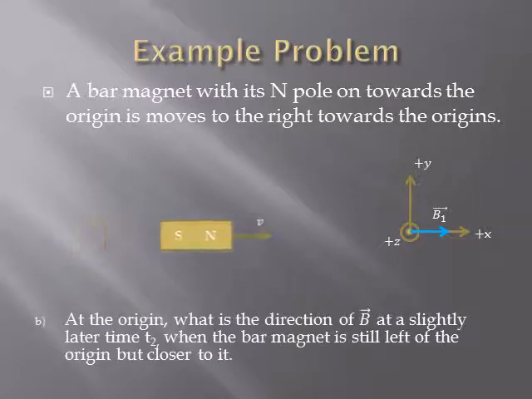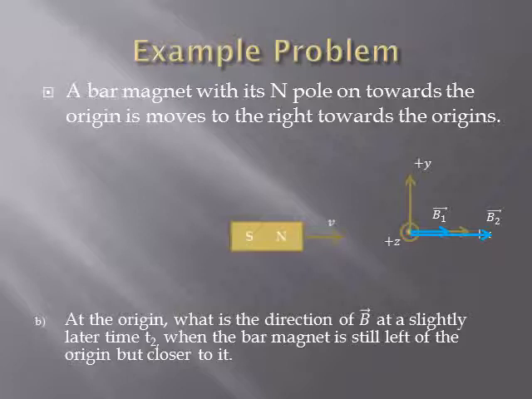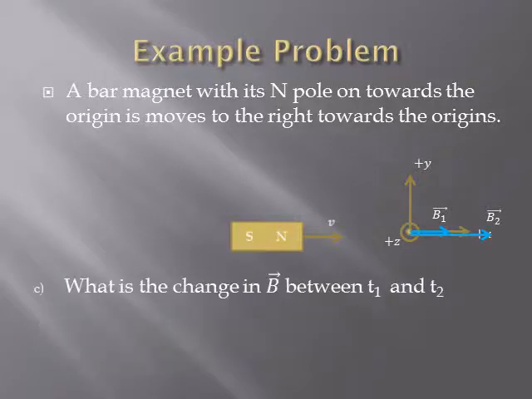All right, so let's move it closer. What is the B field now? Since the distance is smaller, our B field has to be larger. So we've just increased our B field over time. We have a changing magnetic field at the origin. So the next question is, what is the change in the B field between T1 and T2? And that's going to be delta B.